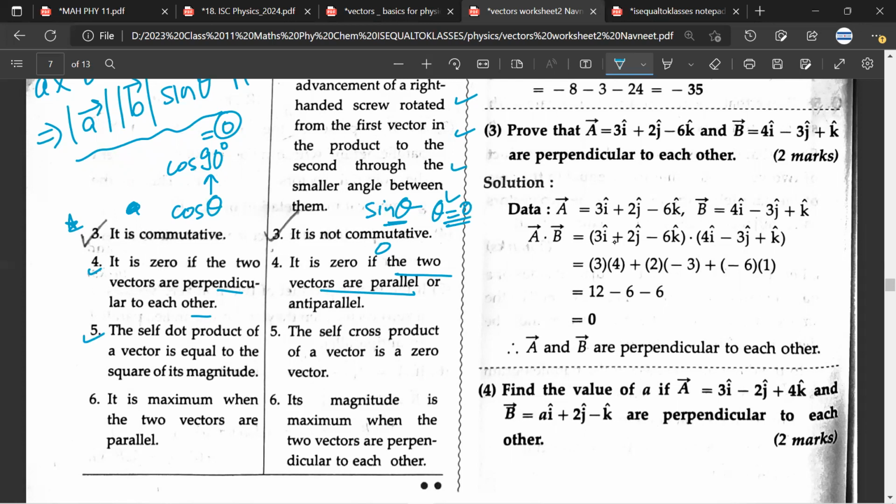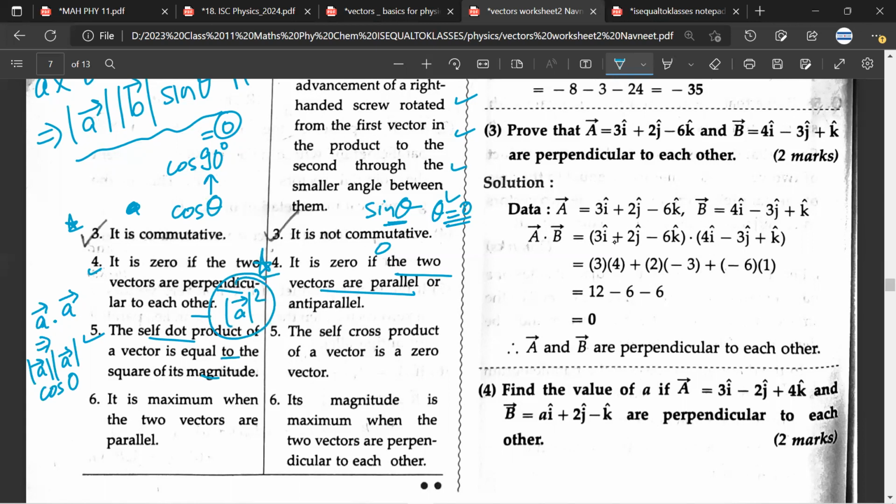This is easy to understand. For example, I am taking a dot product of a vector by itself. So this will be equal to the magnitude of the two vectors times cos 0. Cos 0 is 1. That is why they are saying that the self dot product of a vector is equal to the square of the magnitude. Why? Because this would be the final answer. Am I clear?